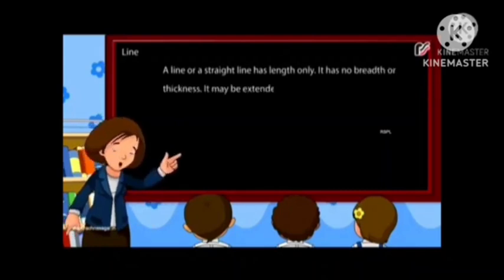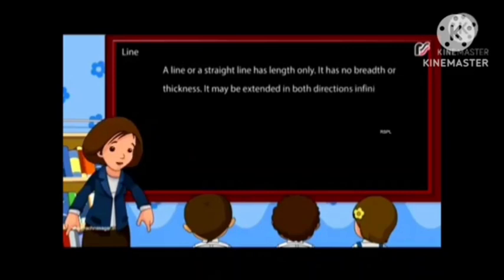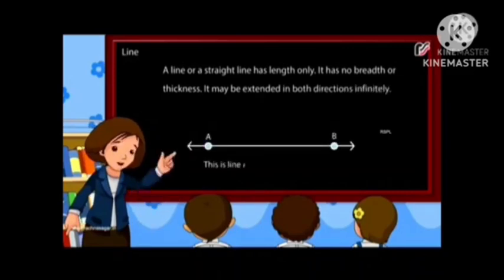It may be extended in both directions infinitely. Look at the line drawn below. This is line AB or BA. It can be written as AB or BA. Let's find a line by paper folding activity.